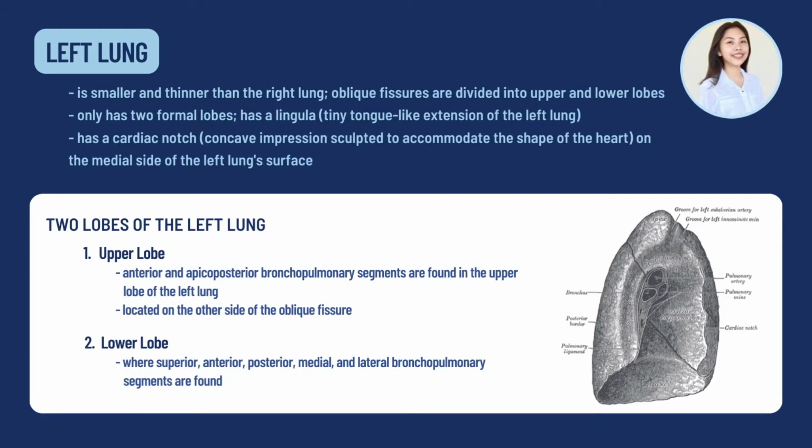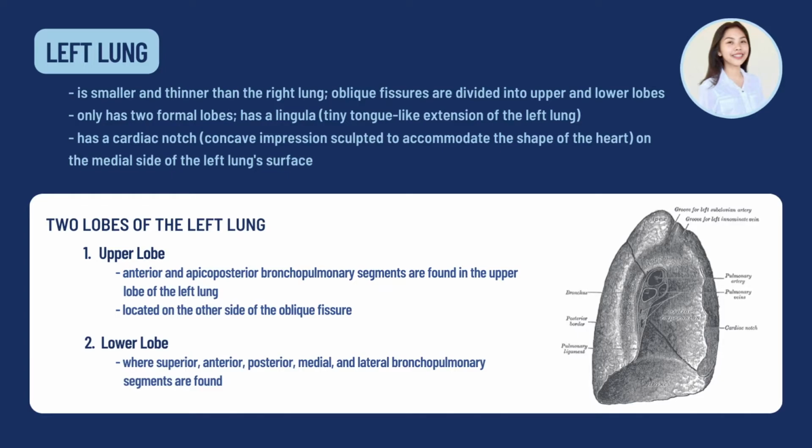Now, for the left lung. The human left lung is smaller and thinner than the right lung, and the oblique fissure divides it into two lobes, one upper and one lower. Because of the area taken up by the heart in the left side of the chest cavity, the left lung only has two formal lobes. However, it does have a lingula, which is similar to a lobe.